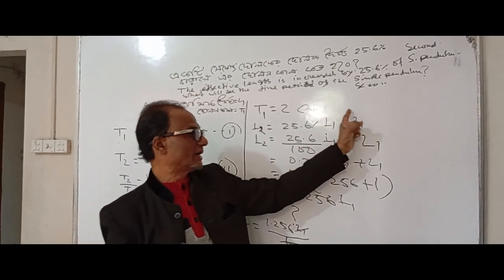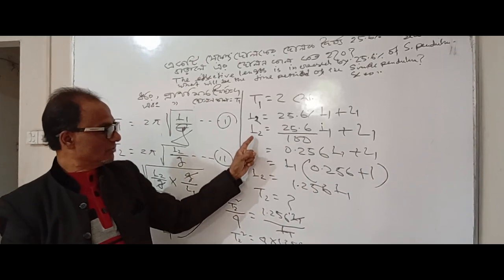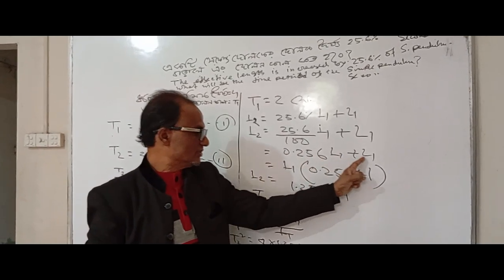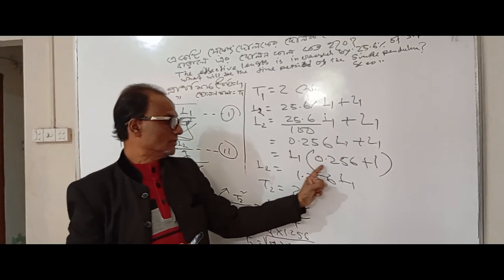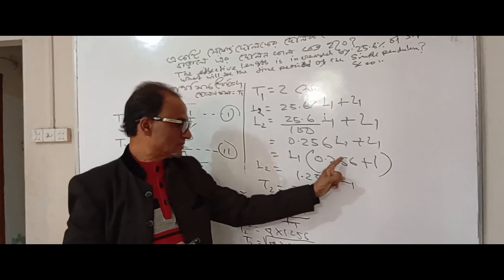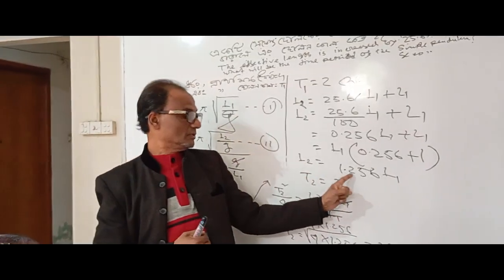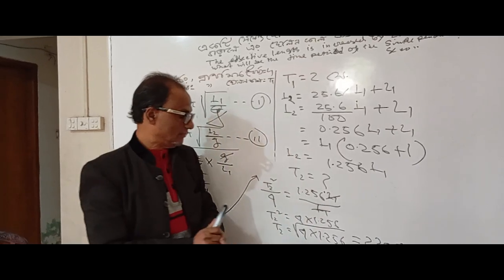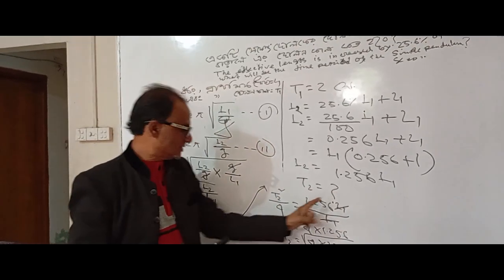and this is added to the initial length. So finally L2 will have this one. Here L1 is common, so we have this 1 plus this equal to this. So L2 equals this. So we have to find out T2 equal to this.